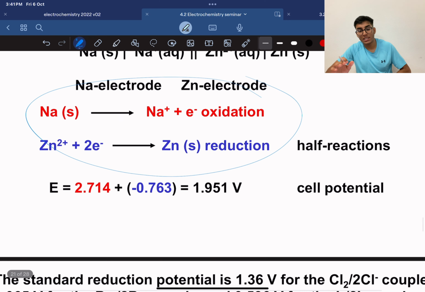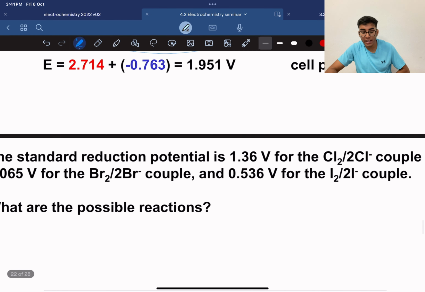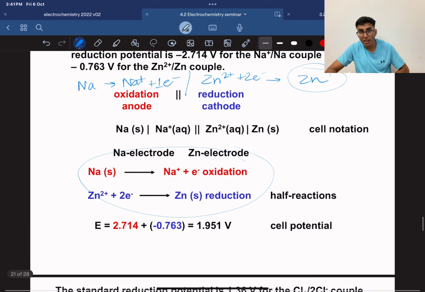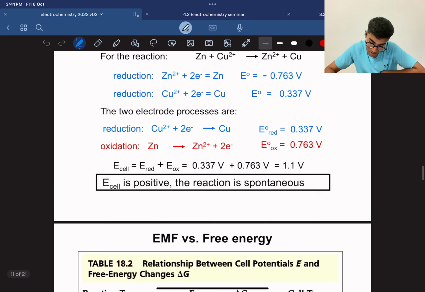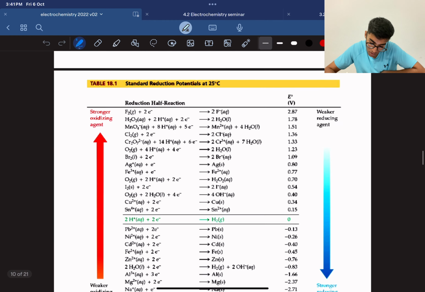Now comes E cell. They're going to ask you to calculate the value of E cell. E cell means the EMF. Let me just go here and show you what the EMF is. Electromotive force.